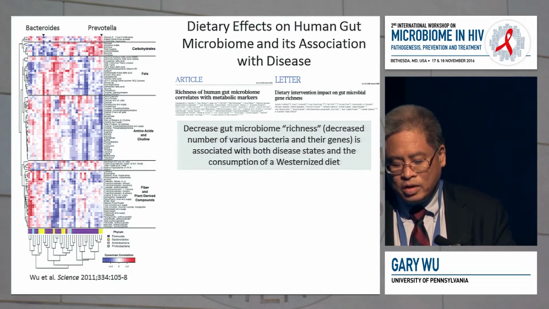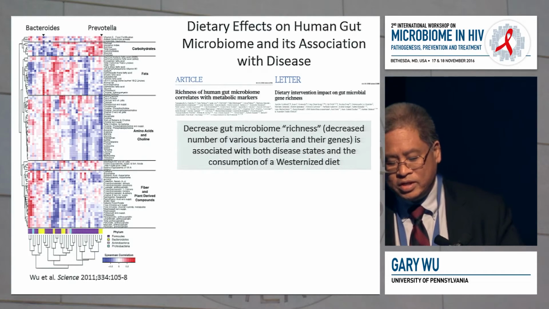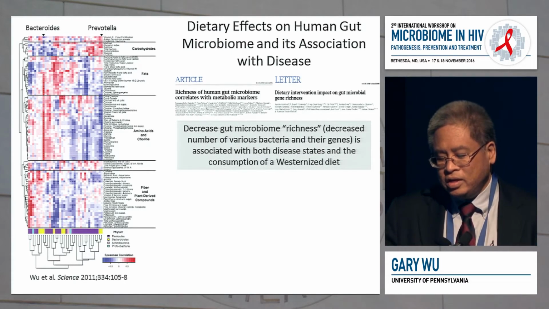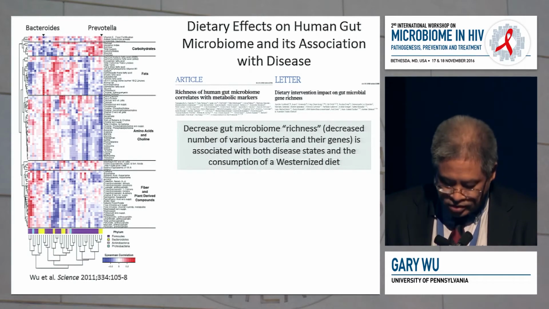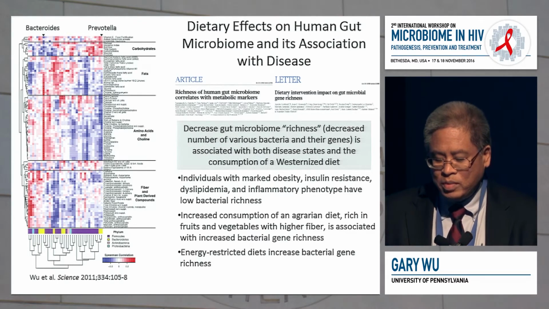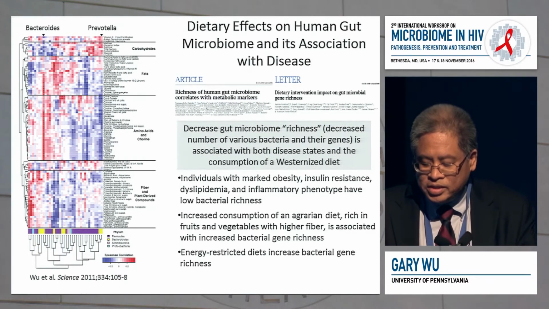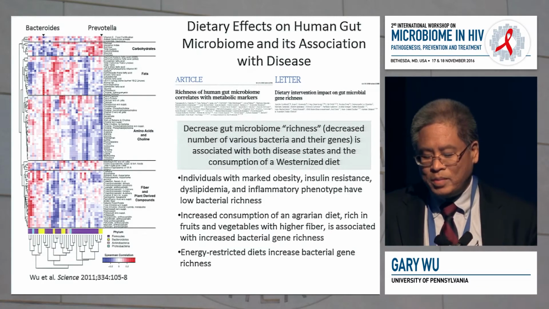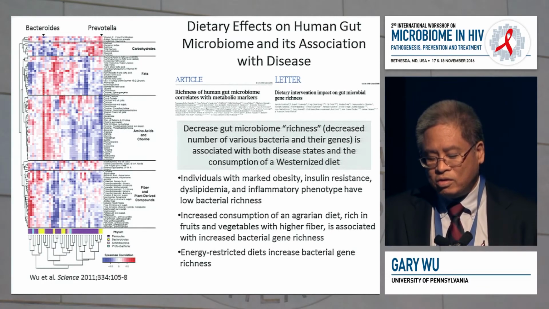And in general, we see a decrease in microbiome richness. That's a decrease in the numbers of bacteria in their genes that are associated with both disease states and the consumption of a westernized diet. So what do I mean by that? Individuals with marked obesity, insulin resistance, dyslipidemia, inflammatory phenotype have low bacterial richness.